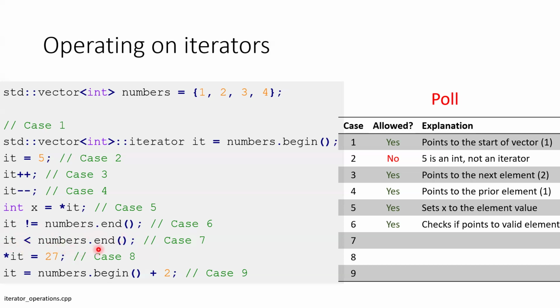It less than numbers.end. Who thinks this is allowed? Who thinks this is not allowed? Who's not sure? This, again, is allowed. This checks if the iterator is before the end, which means that it's pointing to some valid element in the container.